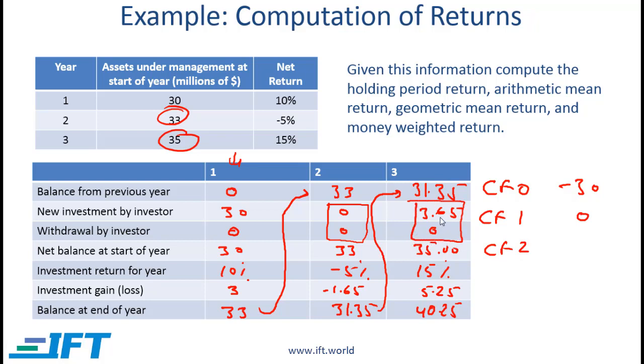So is this money in or money out? This is money put into the project or into the investment. So this will also be minus 3.65. And then cash flow 3, the way these sorts of questions work is at the end of the investment period, which is end of year 3, you are actually taking the money out. So how much do you take out? You take out 40.25. These are the numbers you plug into the calculator and compute the IRR.